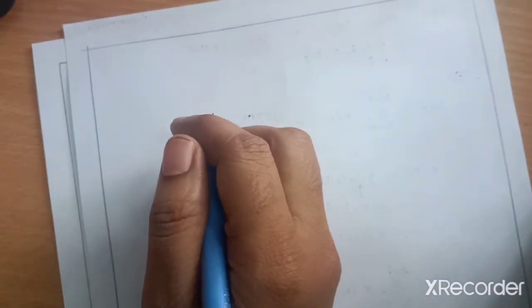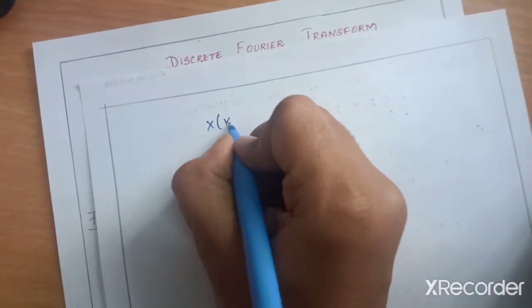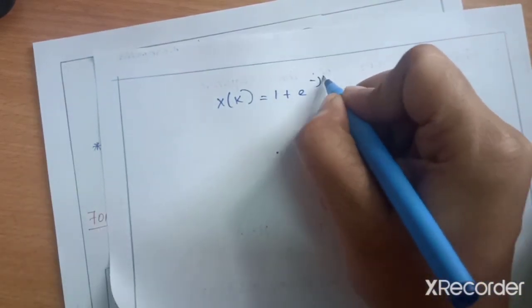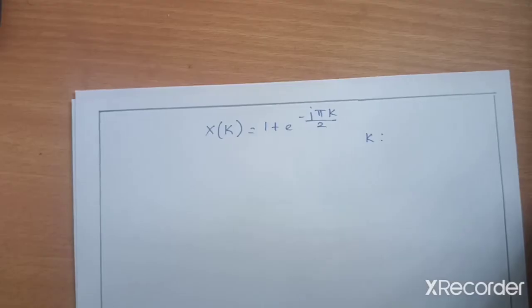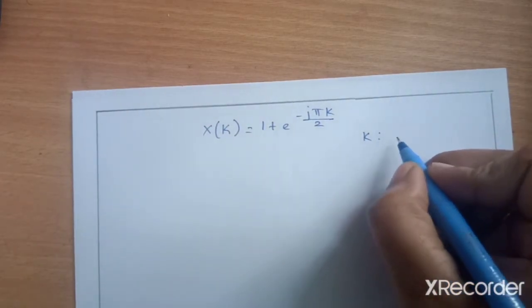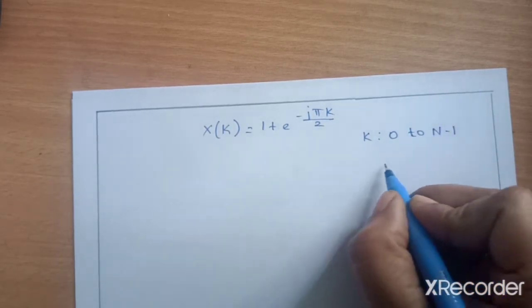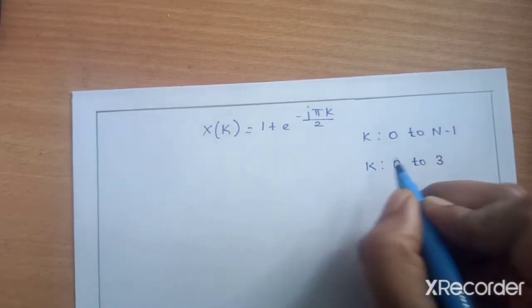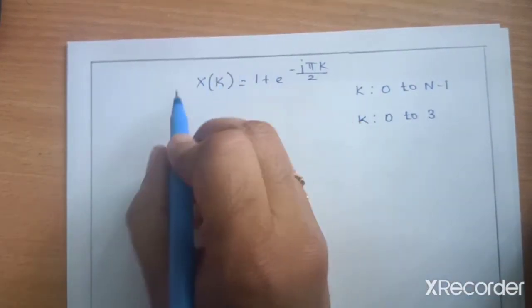Next you have to substitute the value of k. So we have the formula of X of k. Capital X of k is equal to 1 plus e power minus j pi k by 2. So we get this answer. The value of k ranges from 0 to capital N minus 1. The value of N will be 4, so the value of k will range from 0 to 3. Next you have to substitute the value of k in this equation.